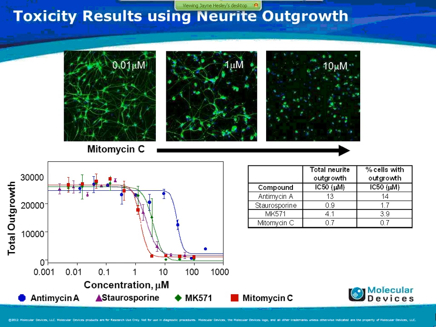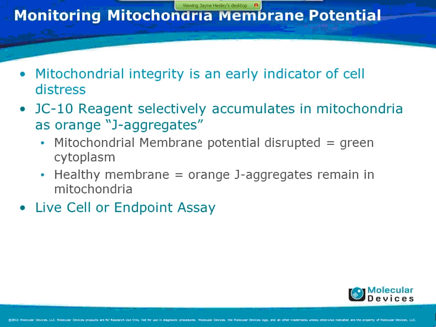So another kind of assay we did was monitor the mitochondrial membrane potential. This mitochondrial integrity is an early indicator of cell distress. We use the JC10 reagent, which is similar to JC1, if people are familiar with that, more soluble though. It selectively accumulates in the mitochondria as orange J aggregates. So the color will be orange, or something in the Texas red channel, if it's maintained inside the healthy mitochondria. If the mitochondrial membrane potential is disrupted, the dye leaks out and it fluoresces green in the cytoplasm.